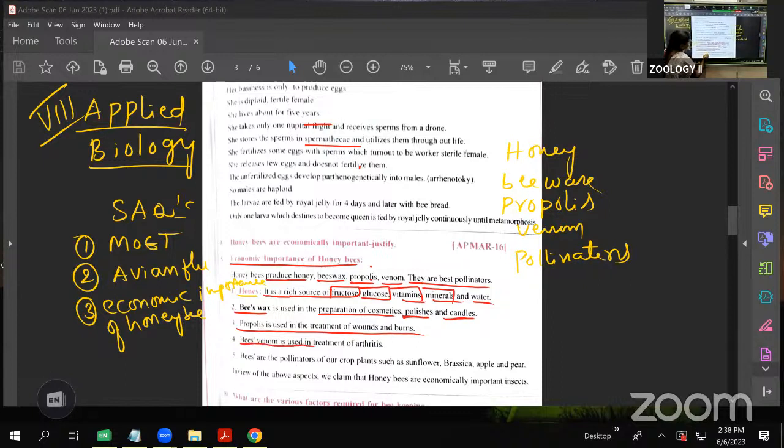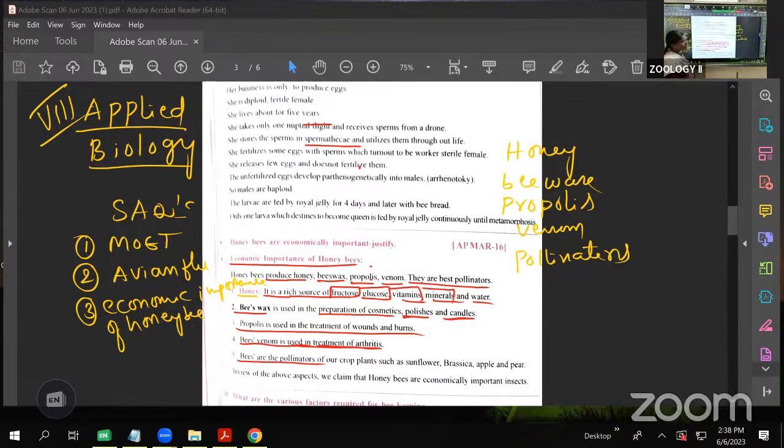Next one is called bee venom. It is a poisonous substance, and it is used for the treatment of rheumatoid arthritis. Here, arthritis means joint pains. Rheumatoid arthritis means all the joints are affected. Normal arthritis means only the main joints are affected. But here, bee venom is used for the treatment of rheumatoid arthritis. Clear?